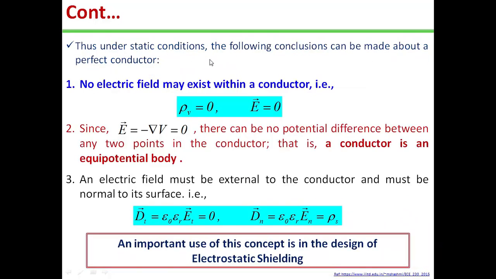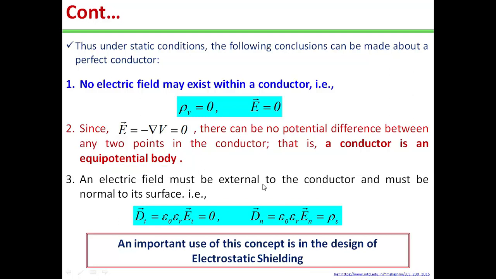Thus, under static conditions, the following conclusion can be made about the perfect conductor. No electric field may exist within a conductor. That means E = 0 and ρv = 0. Since we know the relation between E and V as E = -∇V, and E = 0, finally we will have ∇V = 0. Then we can say there is no potential difference between any two points in the conductor. That means a conductor is an equipotential body.